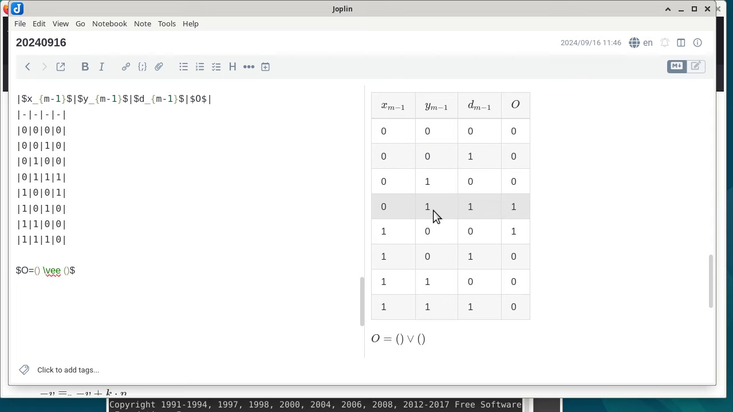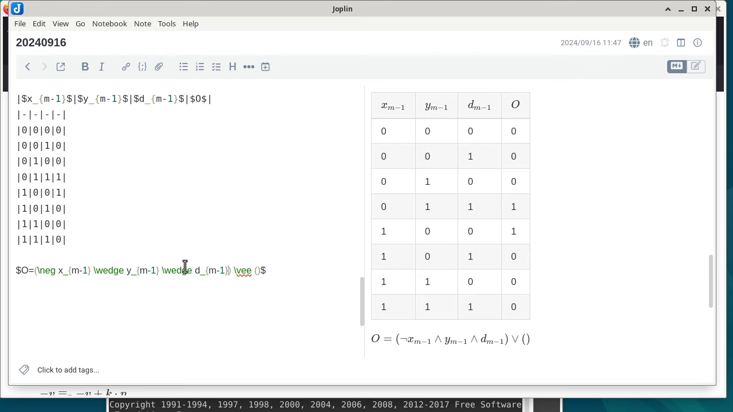But we also make that conjunction extend to include this one here, but we want the overall conjunction to be a 1. But this is a 0, so we have to negate it first. So now we have the negation of x subscript m minus 1 and y subscript m minus 1 and d subscript m minus 1. There we go. All right, so we focus on this one conjunction and ask, does it make sense?